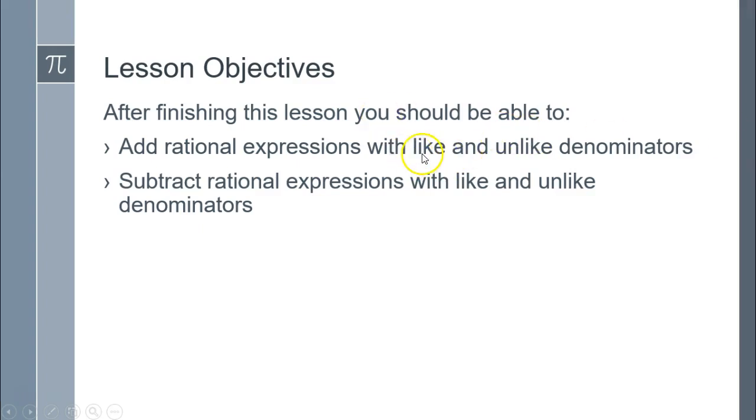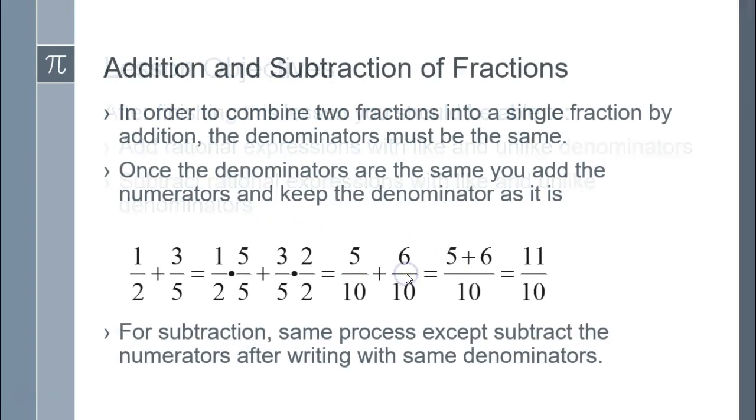It's fairly easy with like denominators. For unlike denominators, you have to turn them into like denominators first. And then we're going to do the same with subtraction. There is one more place that students typically make mistakes: if the fraction you're subtracting has more than one term on the top. So we'll take a look at that.